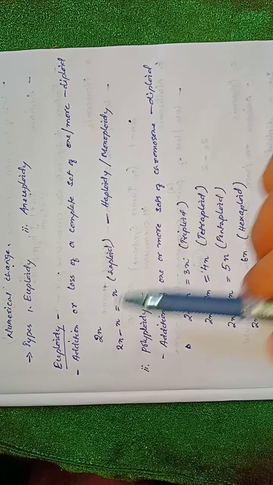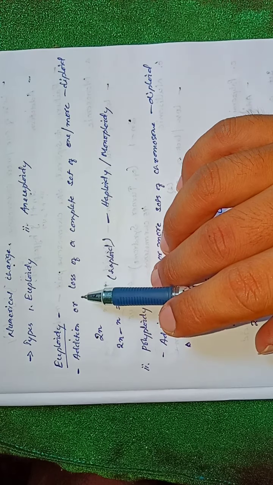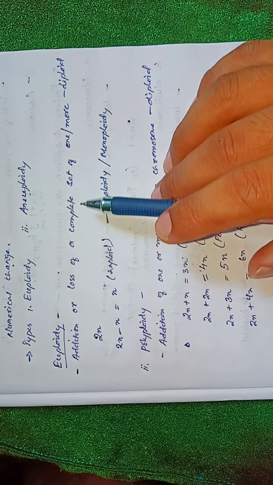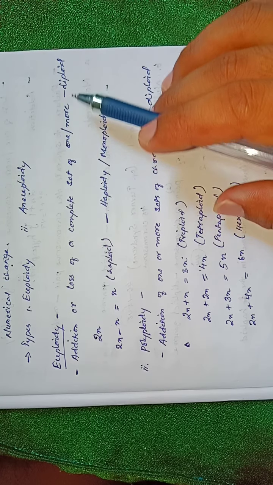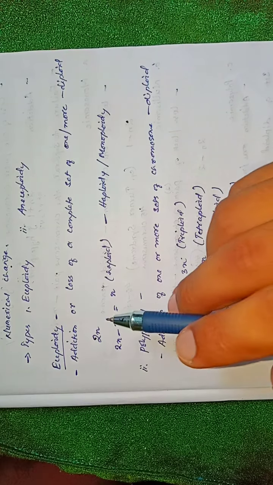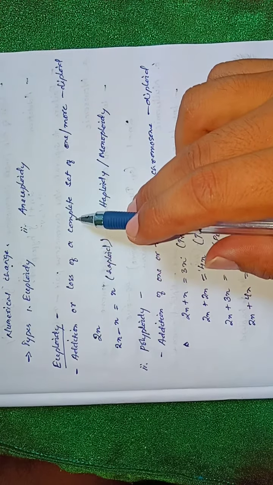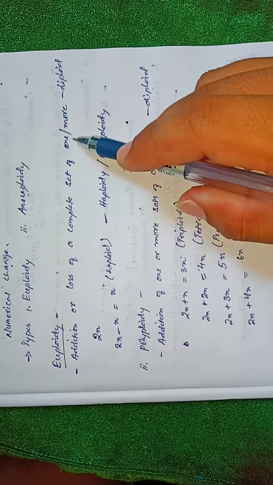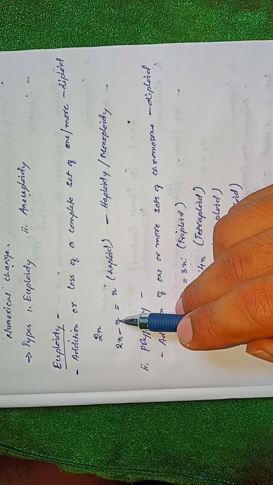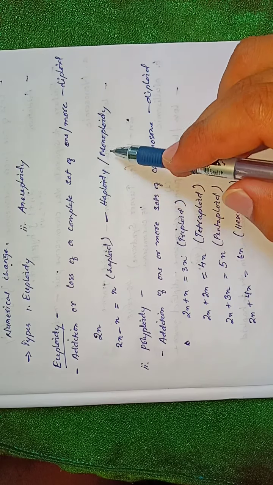Now let's discuss the first one, euploidy. Euploidy includes the addition or loss of a complete set, or more than one set, of chromosomes in diploid organisms. The diploid organism is indicated by 2n. Here we are referring to loss of a complete set of 1. If one set of chromosomes is lost, then 2n minus n gives rise to n, that is haploid. This condition is called haploidy or monoploidy.